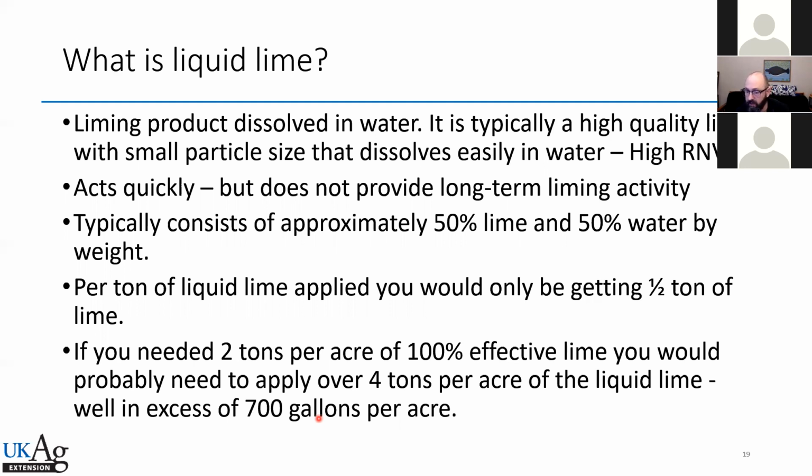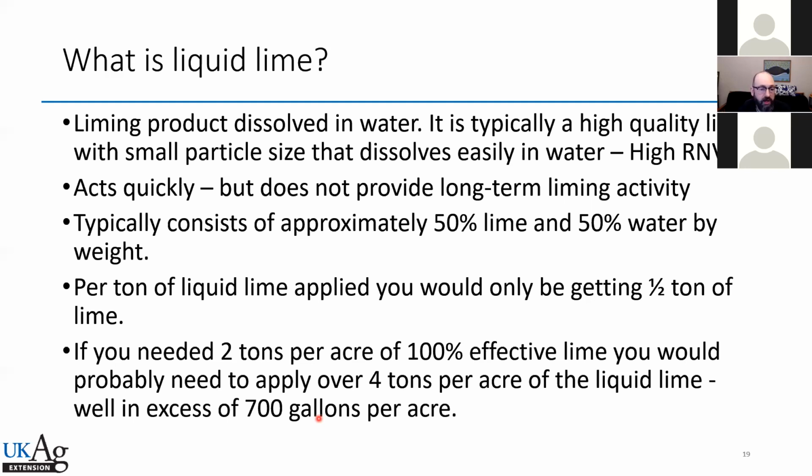That ag lime, you've got those coarse particles that break down next year and the year after and the year after. So if this is a small land area, high value crop, and I need a quick turnaround to bump that pH this year, I'm going to use liquid lime.